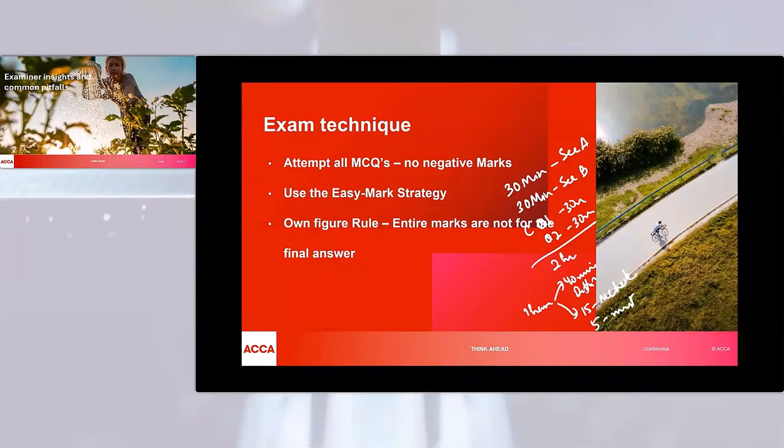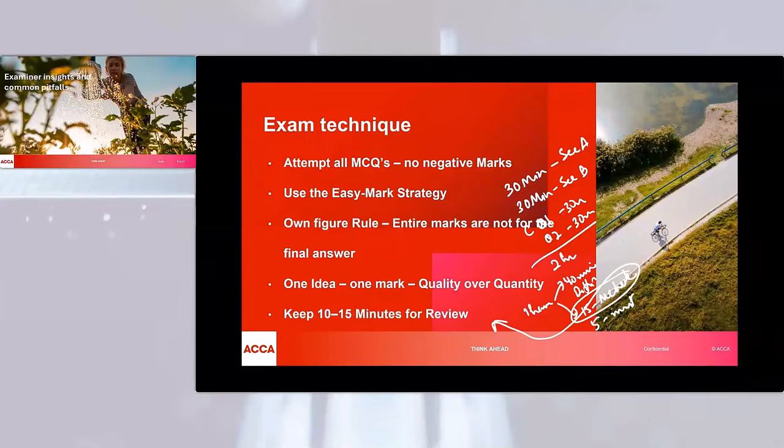Entire marks are not for the final answer. And remember the concept that one idea is 1 mark. It is quality and not quantity. And this thing, which I am again emphasizing, the last 15 minutes is the most important thing. Keep 10 to 15 minutes for review. That's a very important part of it.